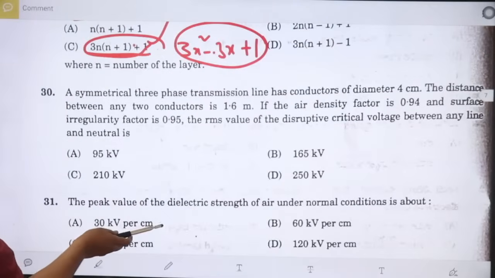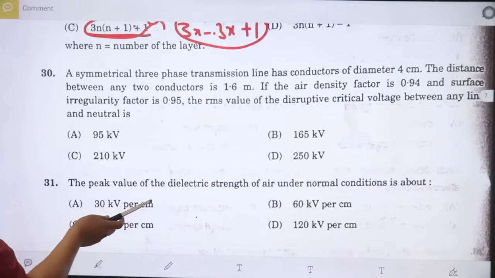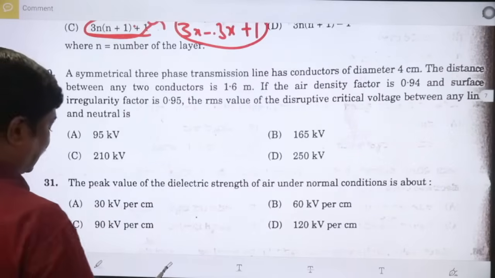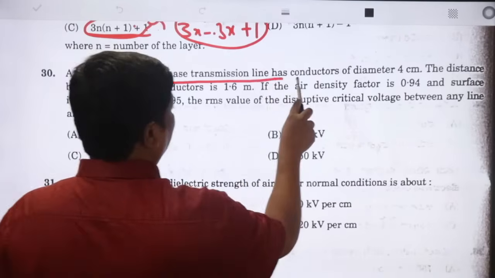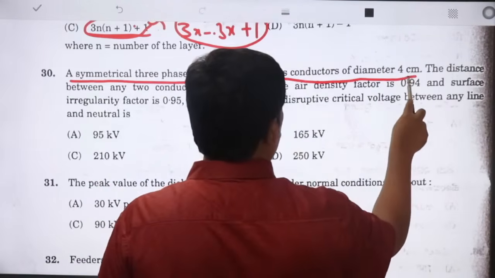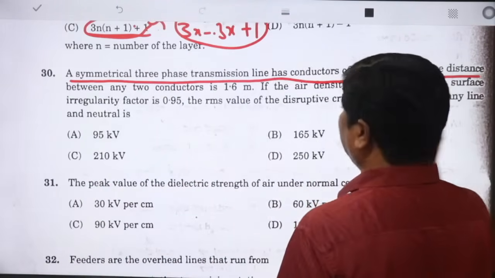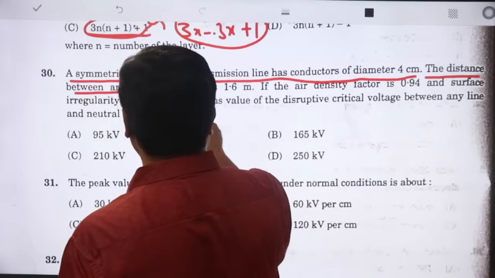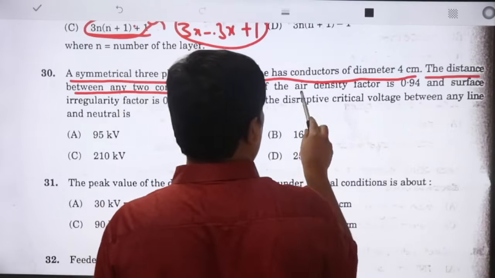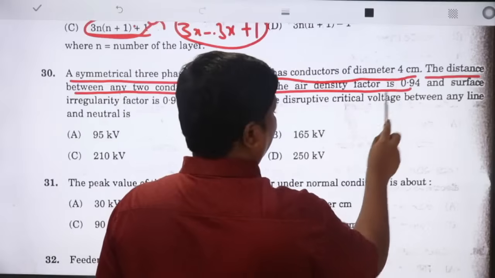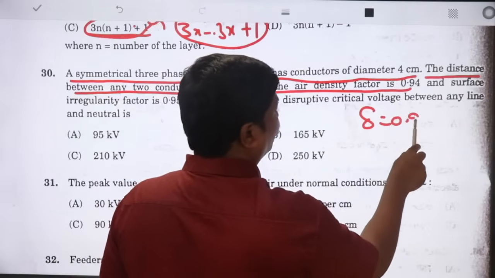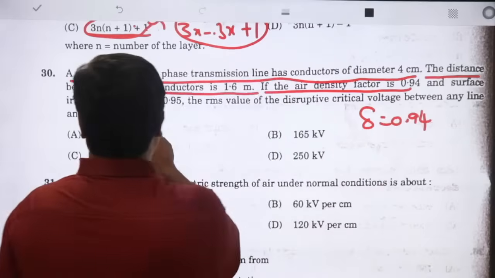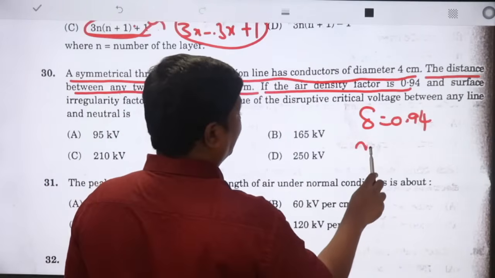Any of my students are there, you know very well what things I discussed in our class. A symmetrical three-phase transmission line has conductors of diameter 4 centimeters. The distance between any two conductors is 1.6 meters. The air density factor delta is how much? 0.94. And the surface irregularity factor m, how much?